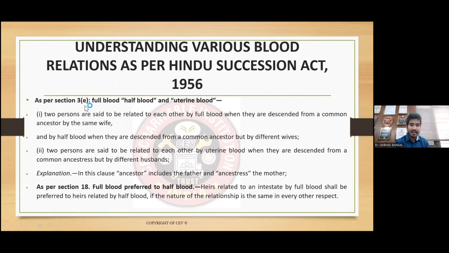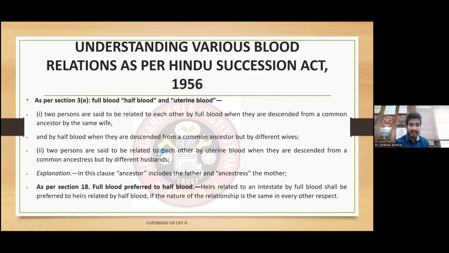As per Section 3E, full blood, half blood, and uterine blood. Two persons are said to be related to each other by full blood when they are descended from a common ancestor by the same wife. And by half blood when they are descended from a common ancestor but by different wives. Two persons are said to be related to each other by uterine blood when they are descended from a common ancestress but by different husbands.